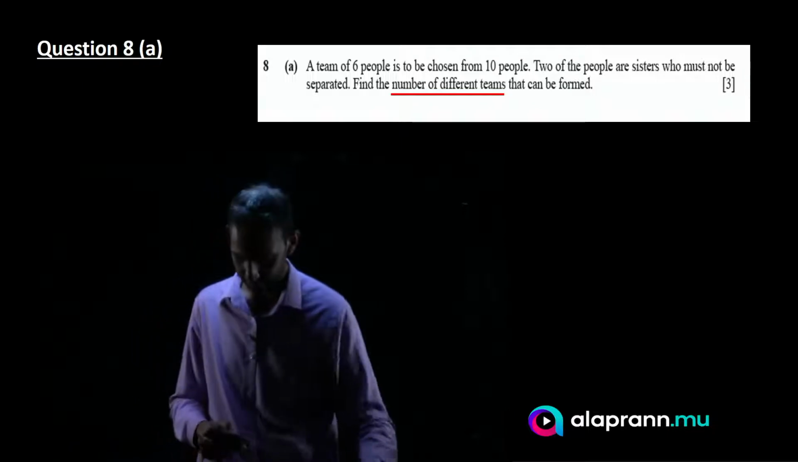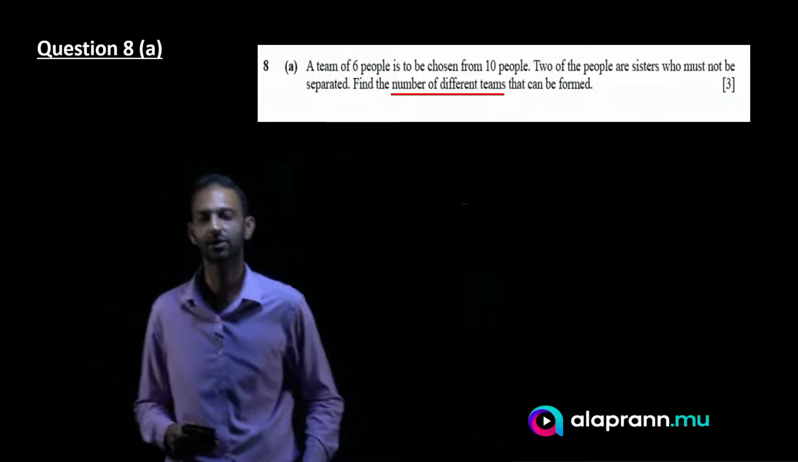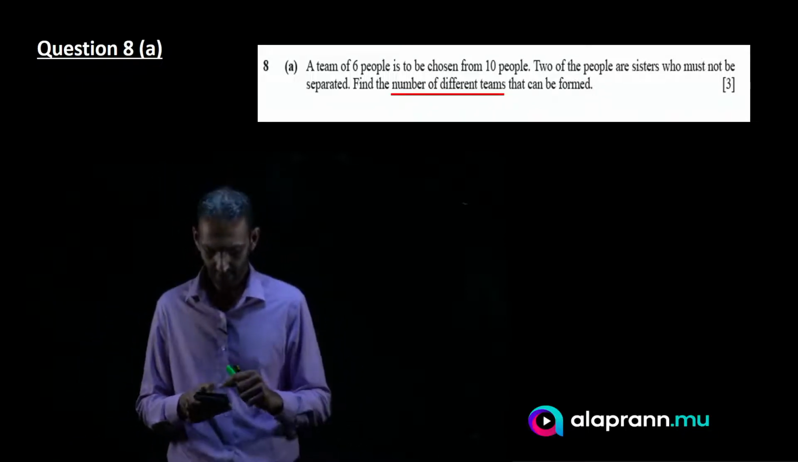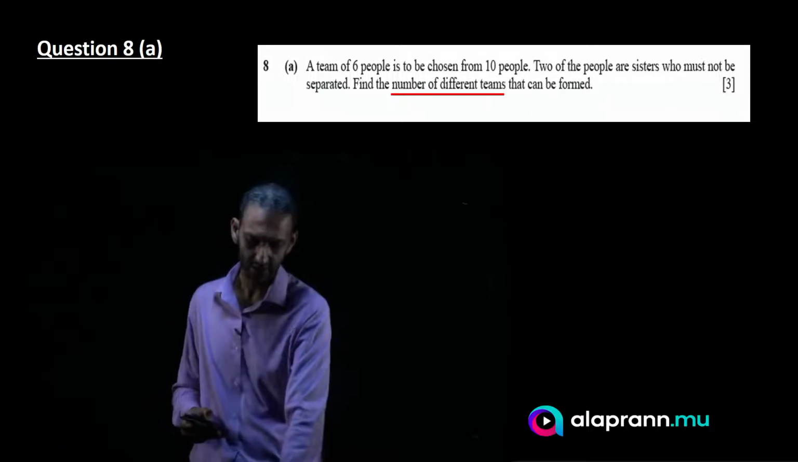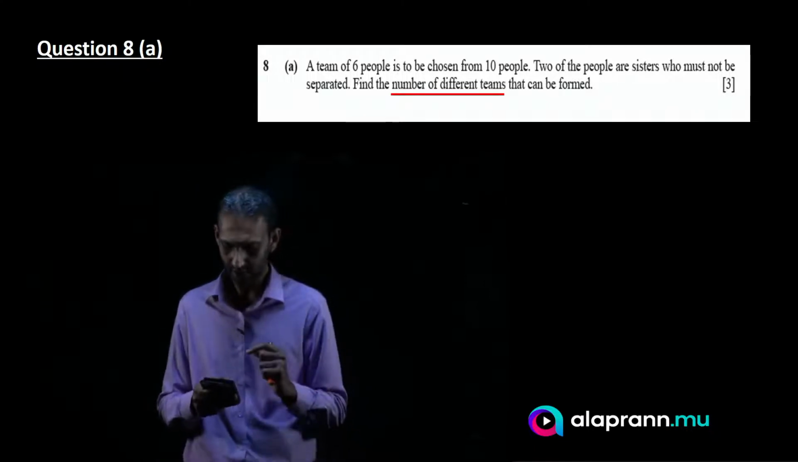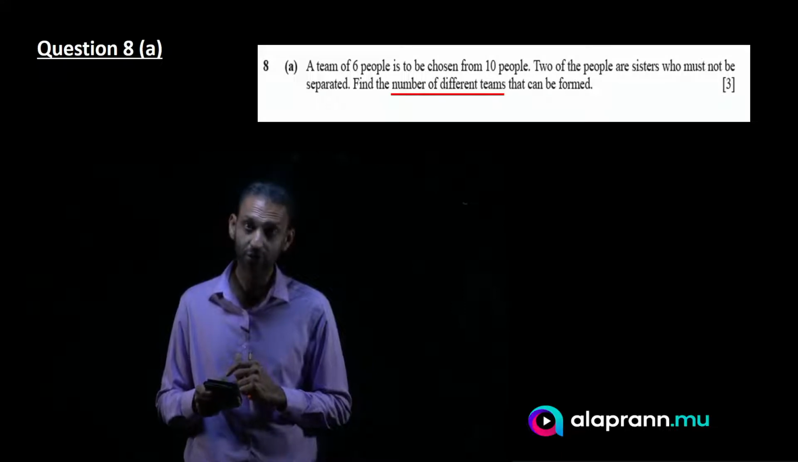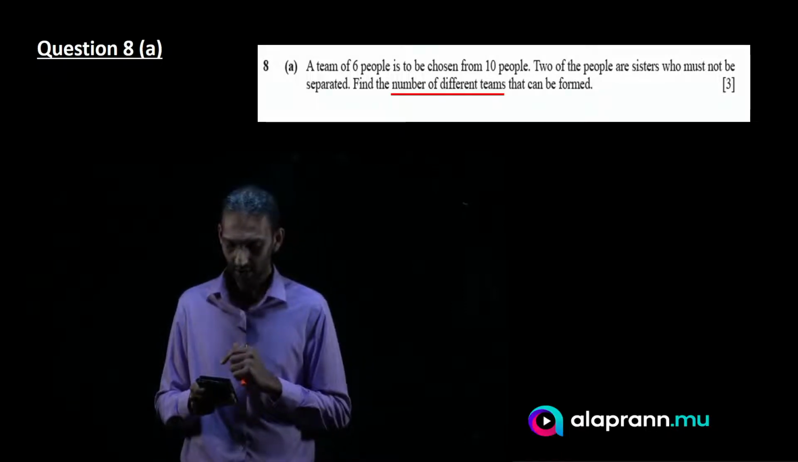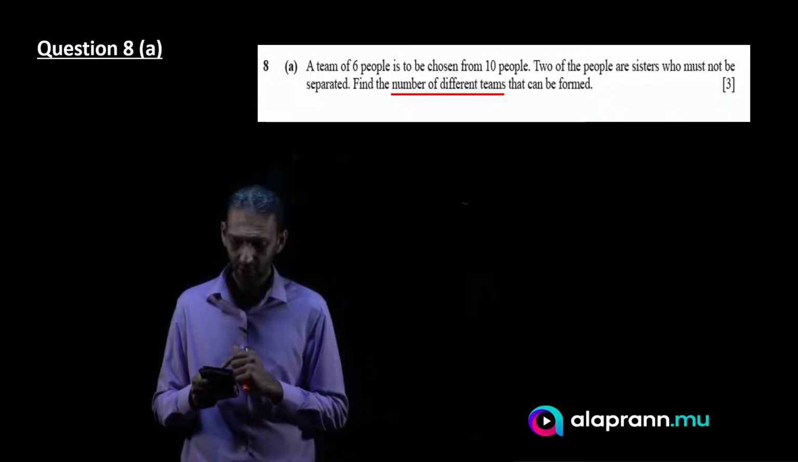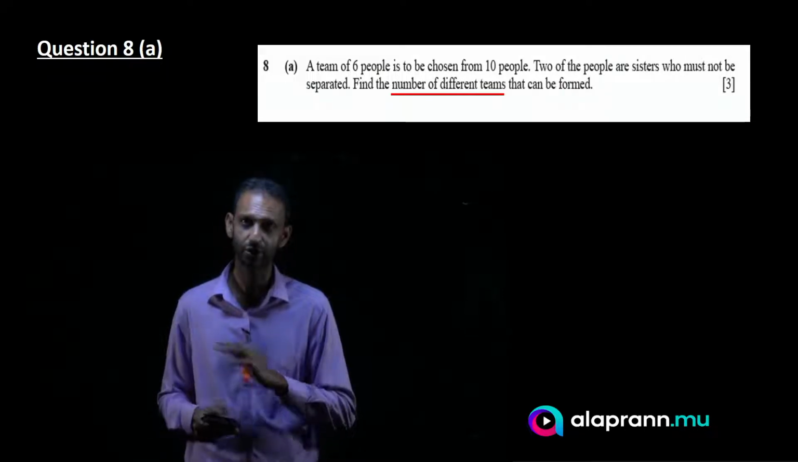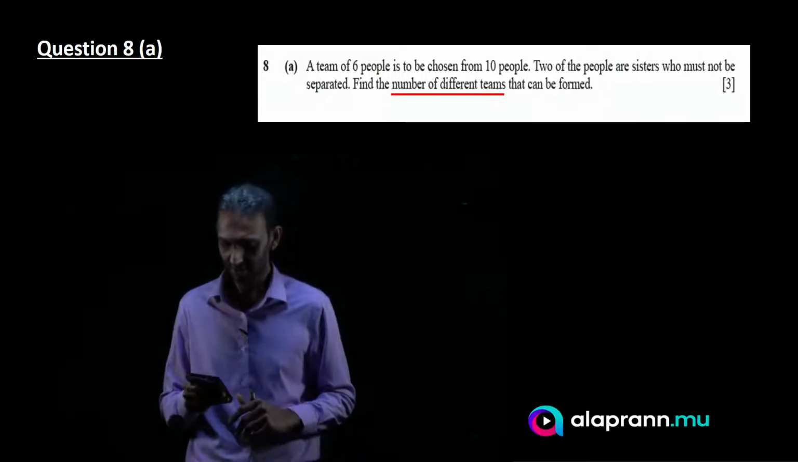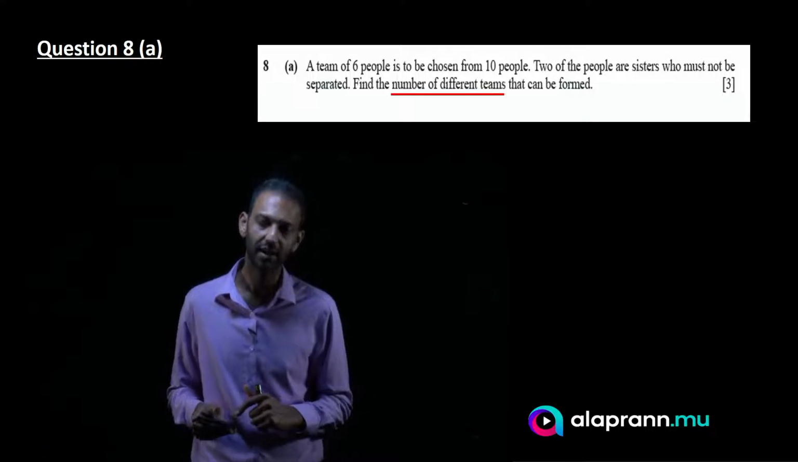Okay, guys, let's discuss question number 8. So we read it together and then we tackle the problem together as usual. A team of 6 people is to be chosen from 10 people. 2 of the people are sisters who must not be separated. So the sisters cannot be separated. Find the number of different teams that can be formed.